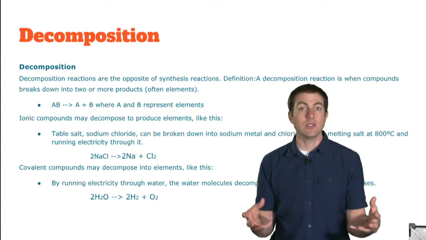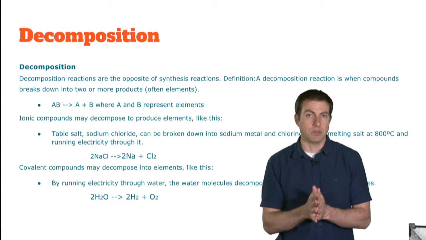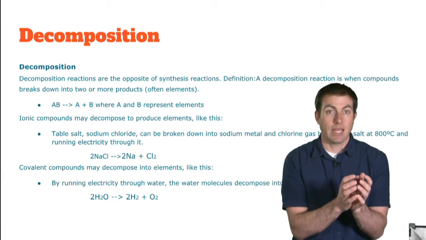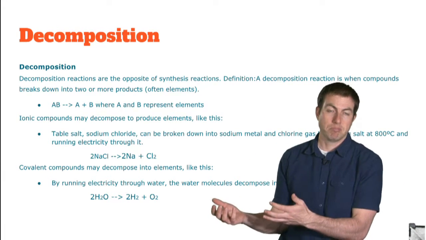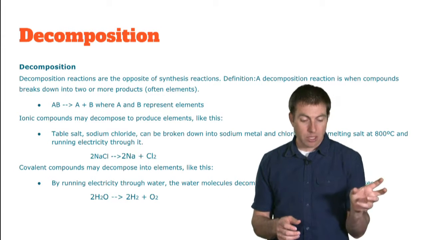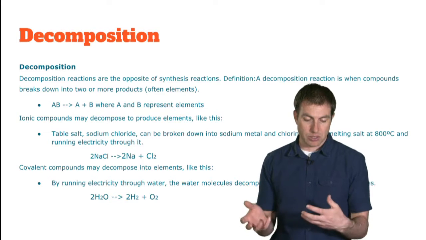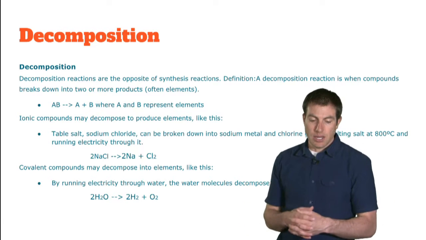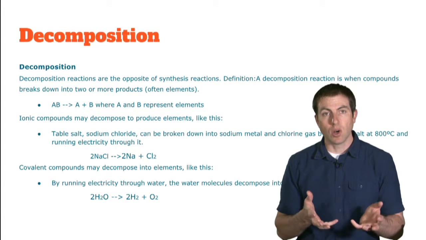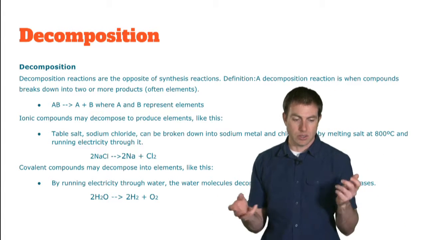So the really easy way to recognize that you're dealing with a decomposition reaction is that you're only starting with one thing and it breaks apart. So we have the analogy here, AB breaks down into A and B, where A and B are separate elements. We can take the same example of sodium and chlorine. Sodium chloride, we can break it down into sodium and chlorine, its individual parts.